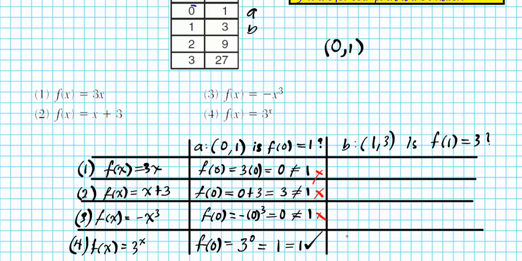Okay? So the question we're going to be asking in our second column is f of 1, if I input 1 into this function, do I get an output of 3? So f of 1 is 3 to the first power. 3 to the first power is 3. 3 is equal to 3. We have a winner. We can clearly see that our answer for number 16 is option number 4.